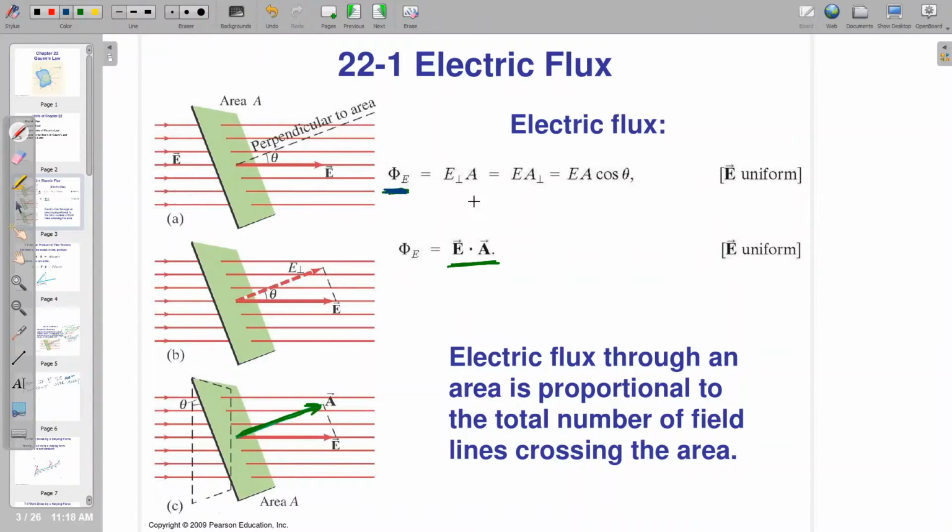But it's equal to the magnitude of the electric field times the surface area A times the cosine of the angle between those two, or another way of thinking about it is just the dot product between the electric field E and the area vector A, where the area vector A is this vector that has a magnitude equal to the surface area in question, and has a direction pointing normal to the surface itself. Okay.